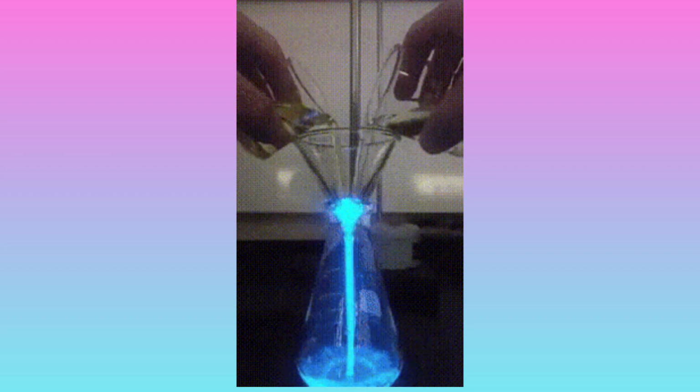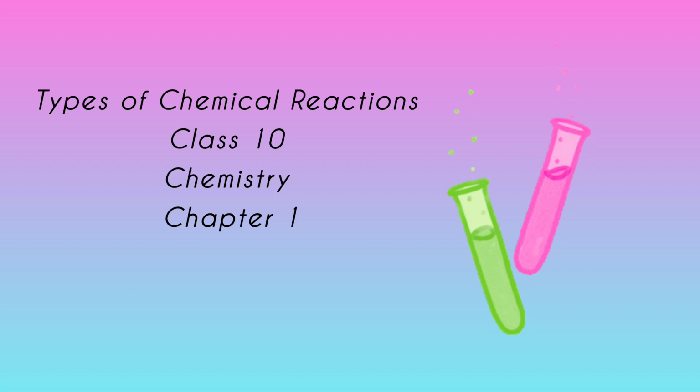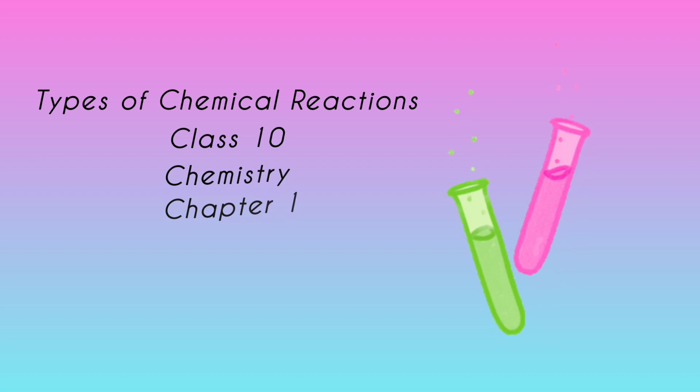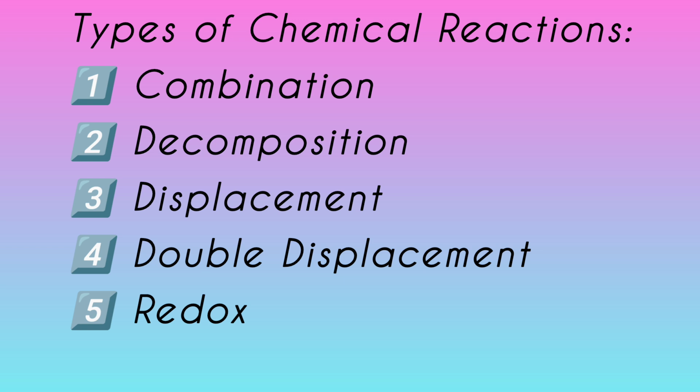Today we're going to learn about the types of chemical reactions, an important part of Chapter 1 in Class 10 Chemistry. By the end of this video, you'll be able to identify any type of reaction in seconds. There are 5 main types of chemical reactions you need to learn.